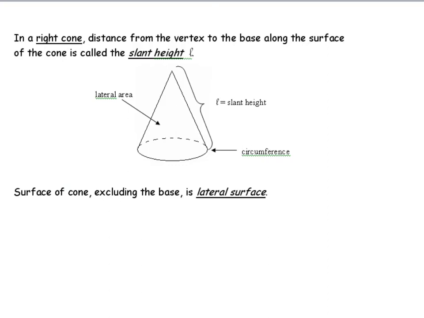So just reiterating what we talked about, we said in a cone, the slant height is the distance from the vertex to the base along the surface of the cone. That's my slant height. The lateral area is just going to be the area around the cone, not including the base. And then when we talk about surface area, the surface area is going to include the area of the base also. So the surface of the cone, excluding the base, is called my lateral surface. But if I add in the area of the base, that's my surface area.